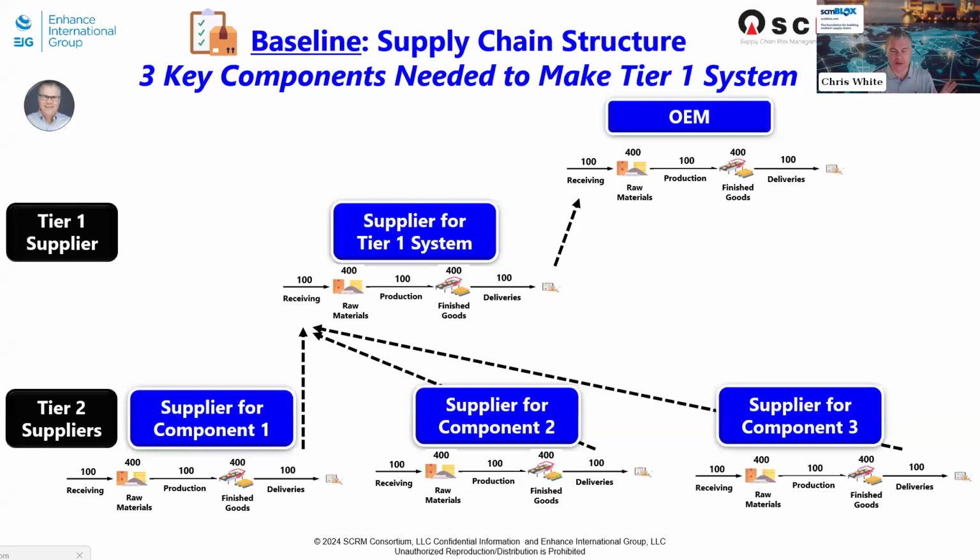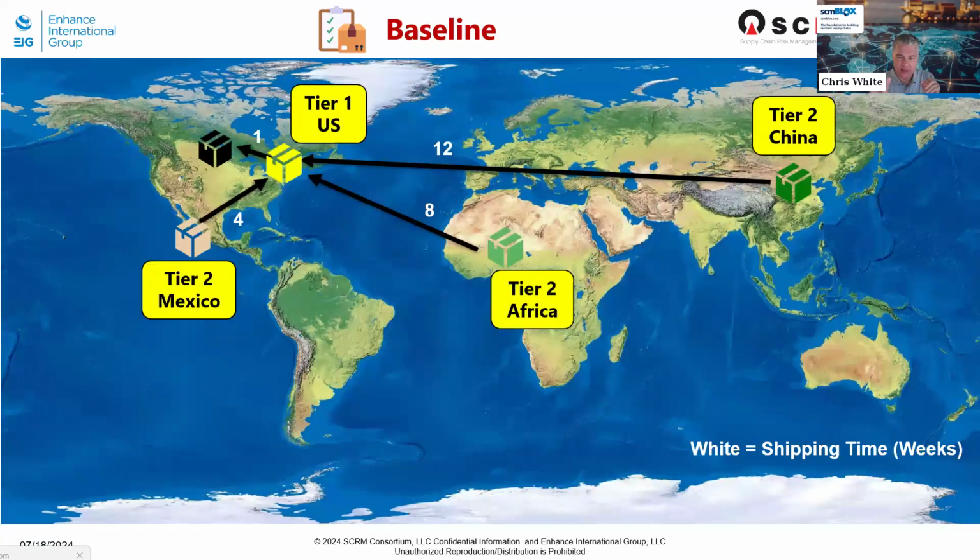And this is based on what we did before. When we look geographically at what this model represents, it's exactly from what we did in the last webinar: the OEM is sitting in the United States. We've got our tier 1. If you recall, we were doing the reshoring last time, so that tier 1 is in the United States. The 3 tier 2s: there's one in Mexico, there's one in Africa, and there's one still in China.